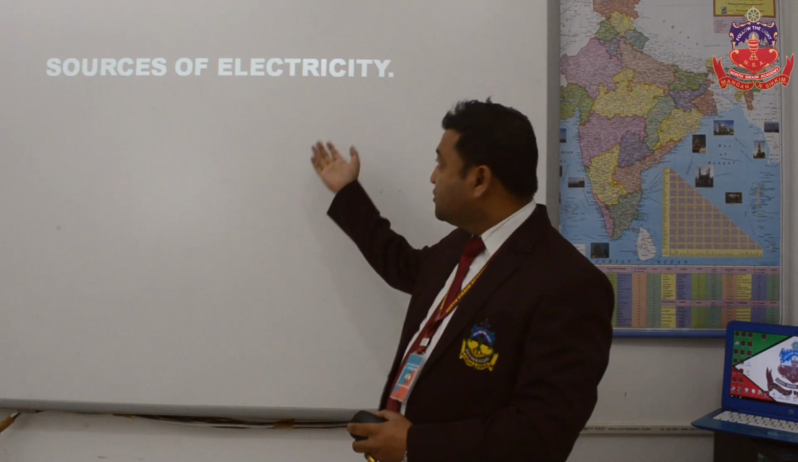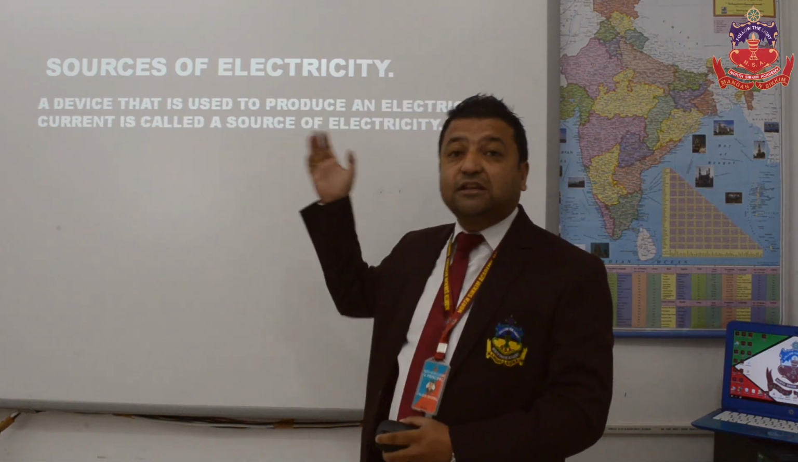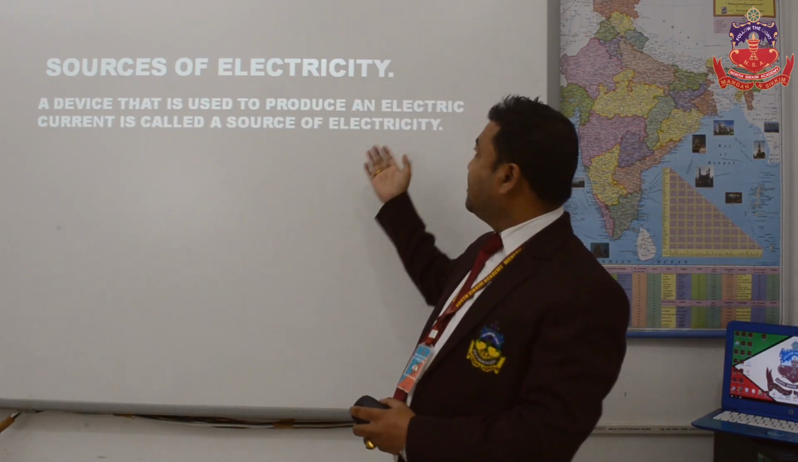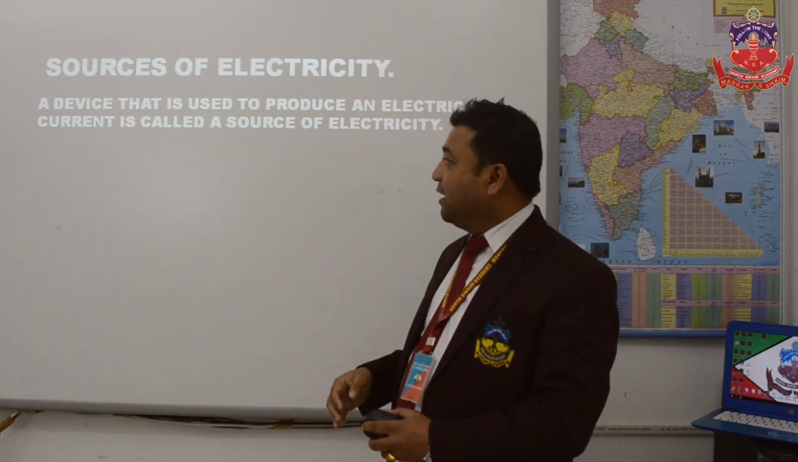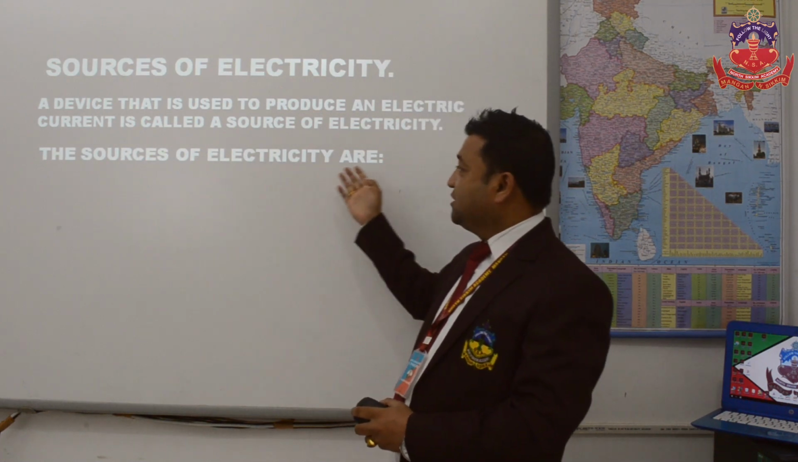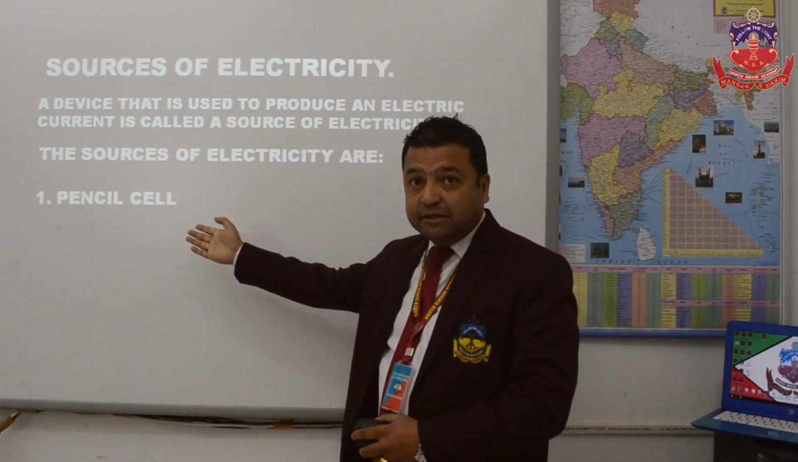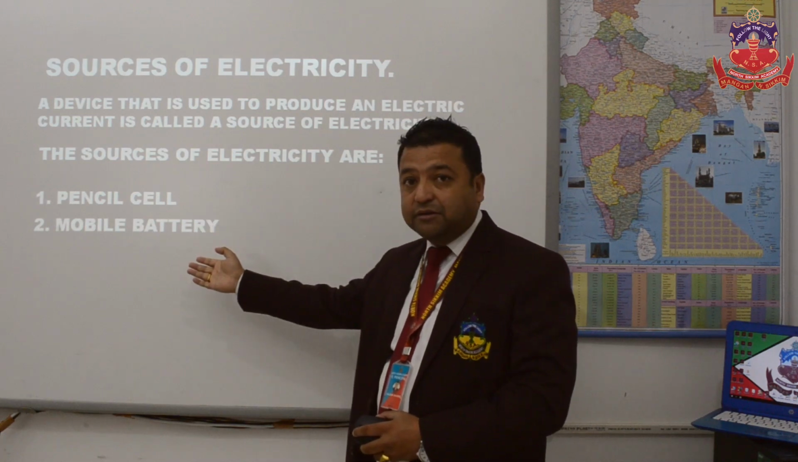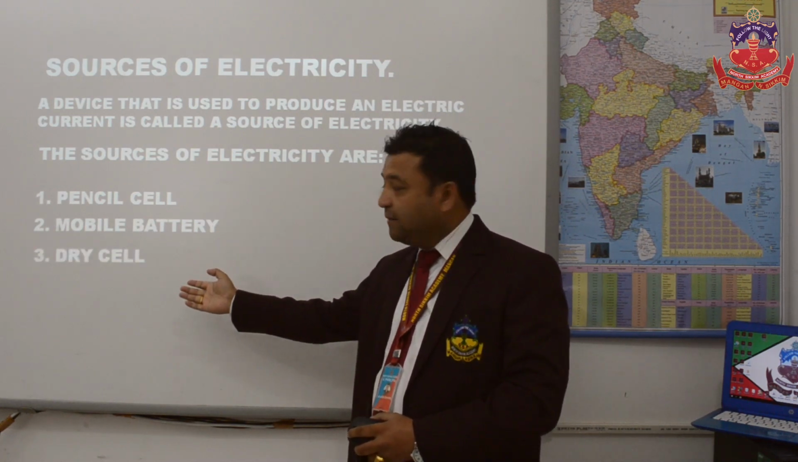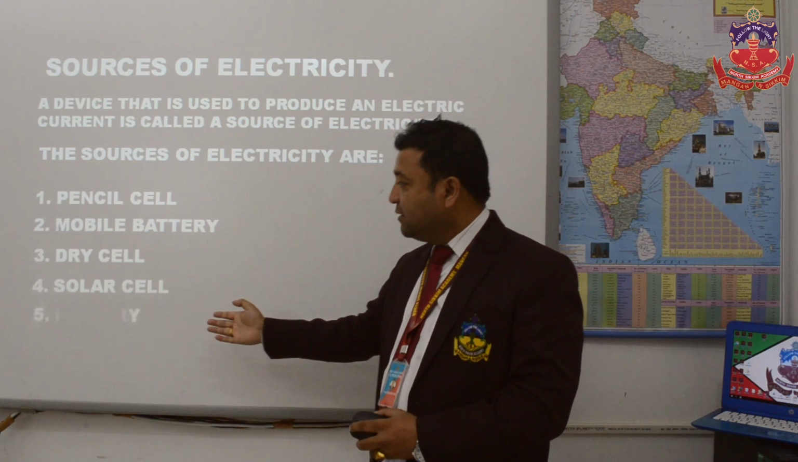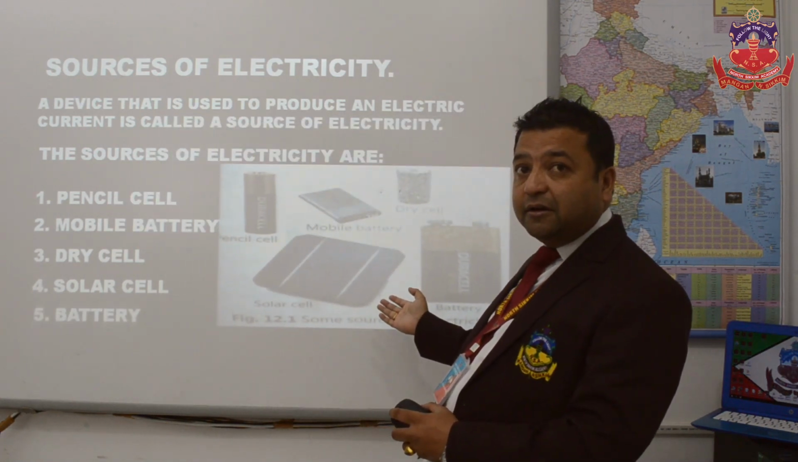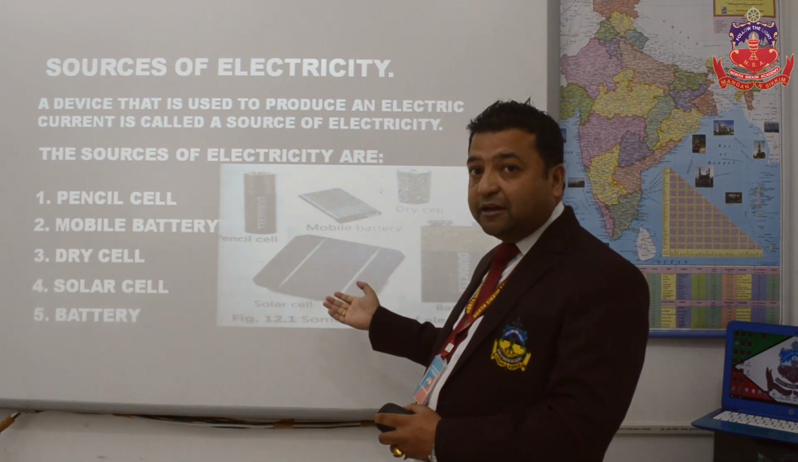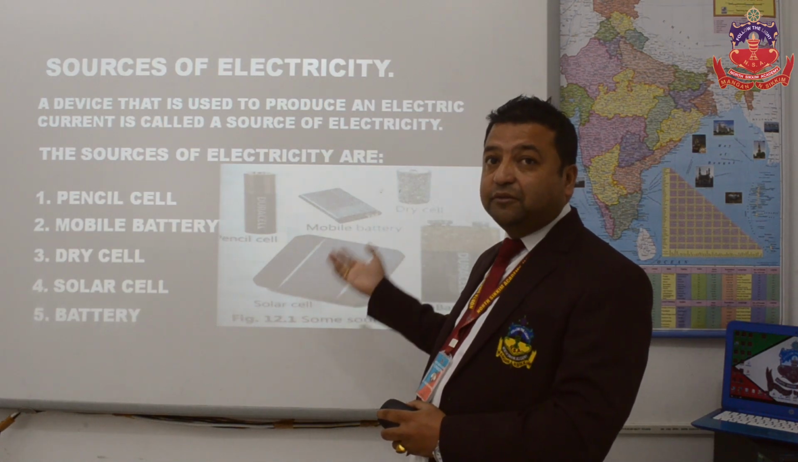Now the second topic to be discussed is the sources of electricity. A device that is used to produce an electric current is called a source of electricity. The sources of electricity are pencil cell, mobile battery, dry cell, solar cell and battery. Now I can show you the picture of the batteries which has been used in the parts of the machines.